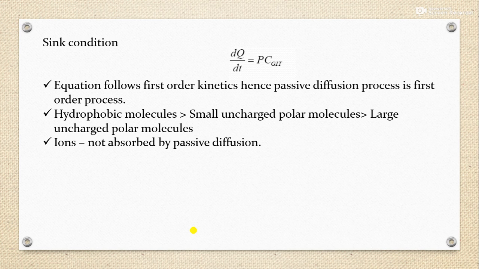Once the drug has been passively absorbed, it enters the blood and it is rapidly swept away and distributed into a much larger volume of body fluid, and hence the concentration of drug at the absorption site, that is the concentration in the GI tract, is always maintained greater than the concentration of drug in plasma, and such a condition is called sink condition.